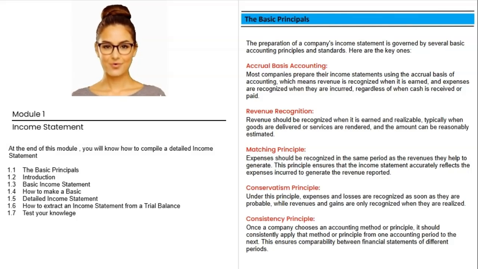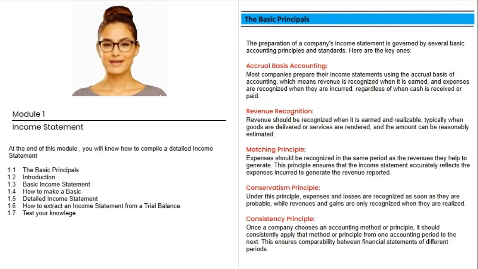Firstly, we have the accrual basis accounting. What does that mean? Well, most companies prepare their income statements using the accrual basis of accounting, which means revenue is recognized when it is earned, and expenses are recognized when they are incurred, regardless of when cash is received or paid. Take note of that. The accrual basis of accounting.